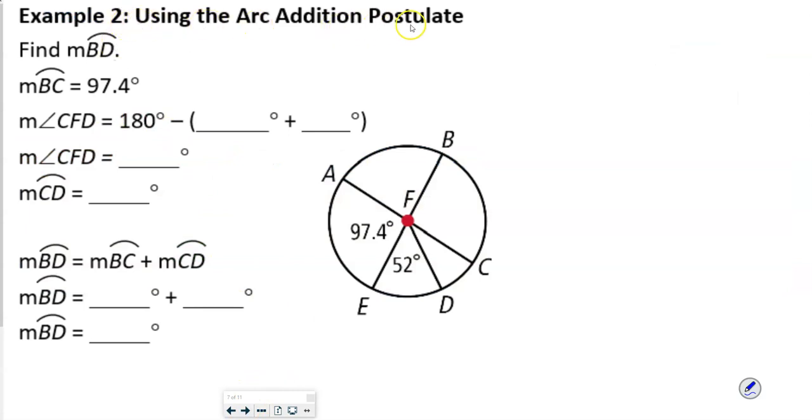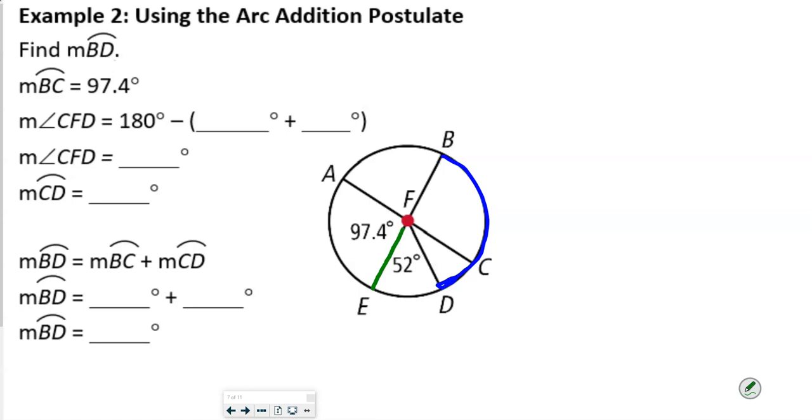Now, using the arc addition postulate, we're going to find BD. So BD is right here. Okay, so there's a couple things I want to talk to y'all about here. So I notice that BC should be the same as AE. Do you guys see that?